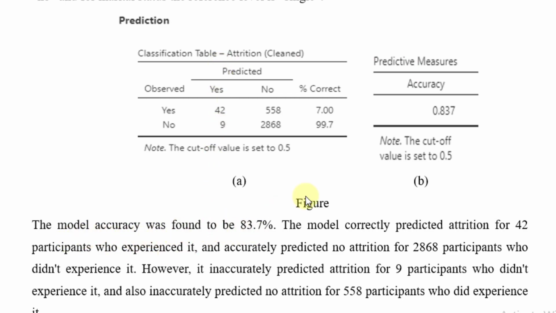So the model accuracy is found to be 83.7%. The model correctly predicted attrition for 42 participants who experienced it. There are 42 participants who observed attrition and the model predicted yes attrition for them. Also, the model accurately predicted no attrition for 2,868 participants, those who were actually also observed as no attrition. However, the model inaccurately predicted attrition for 9 participants who were observed to be no attrition, those who haven't experienced attrition. And lastly, the model also incorrectly predicted no attrition for 558 participants who basically experienced the attrition.